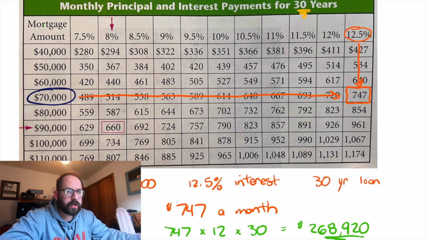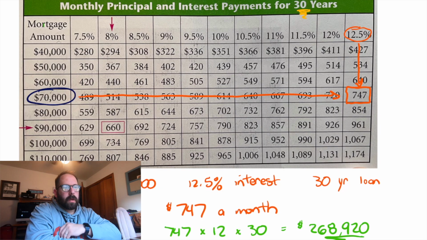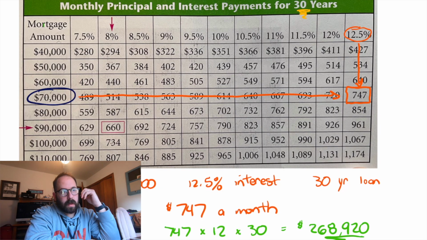All right, questions at all about how to use the fixed rate charts and do the same calculations? Any questions? Anybody?